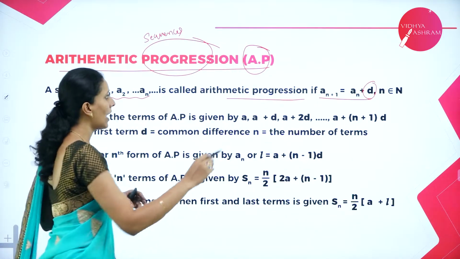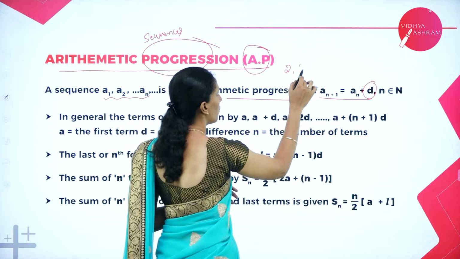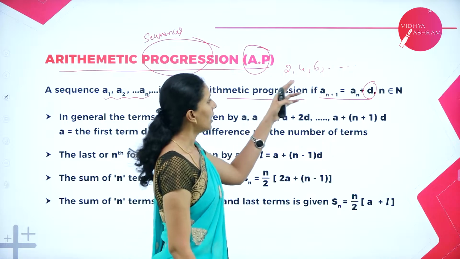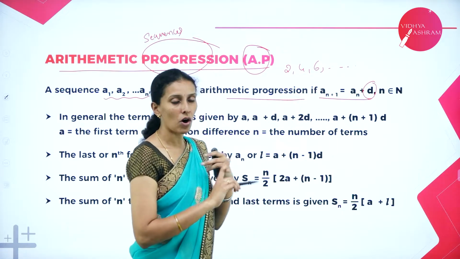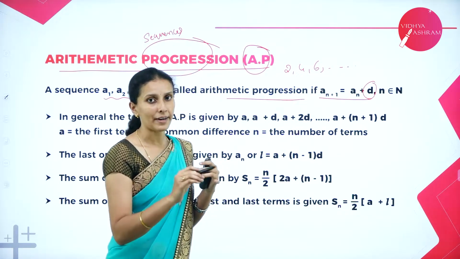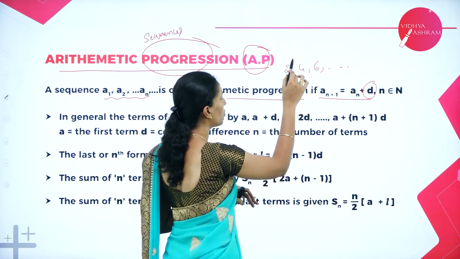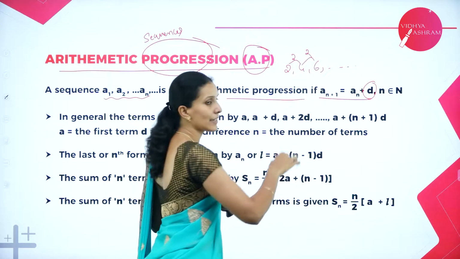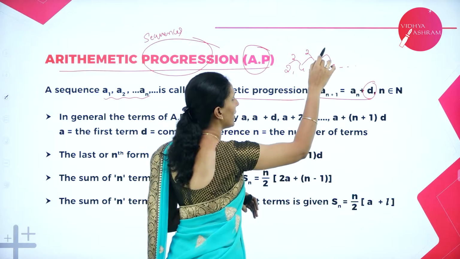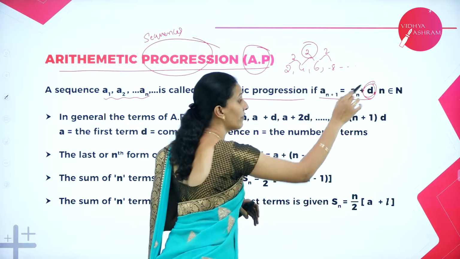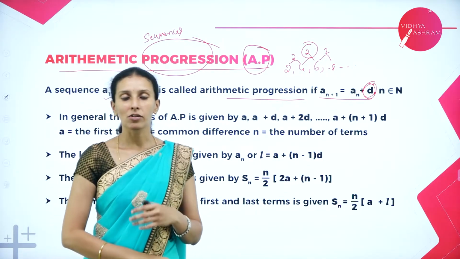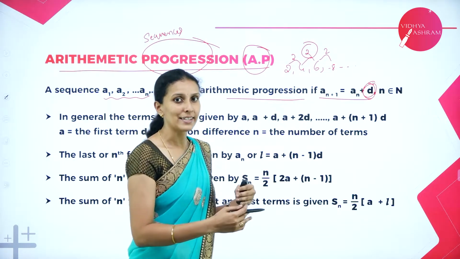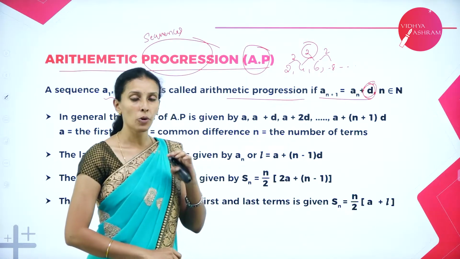For example, 2, 4, 6, etc. So, this is an arrangement. Here you get the next term by adding some common factor. Clearly, when you add 2 to this, you will get 4. Again, when you add 2 to this, you will get 6. Again, when you add 2, you will get 8. So, here 2 is called the common difference. Not common factor, it is called the common difference. So, when you add the common difference to the next number, you will get an arithmetic progression.